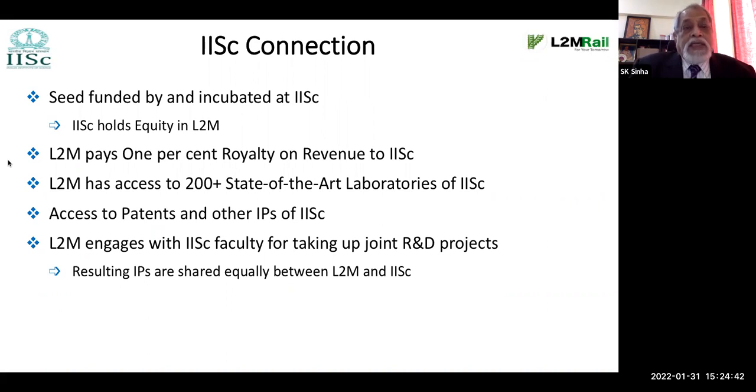Then the resulting IPs are also shared with IIC. Suppose we create some intellectual property or a patent, that is owned jointly by Lab to Market and IIC. So this is our IIC connection.